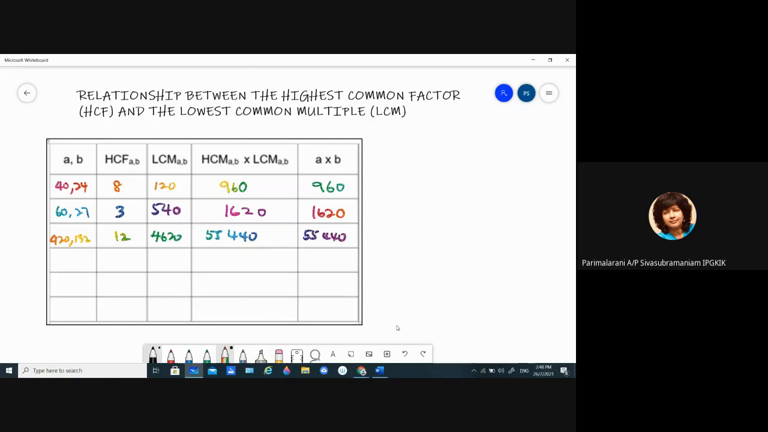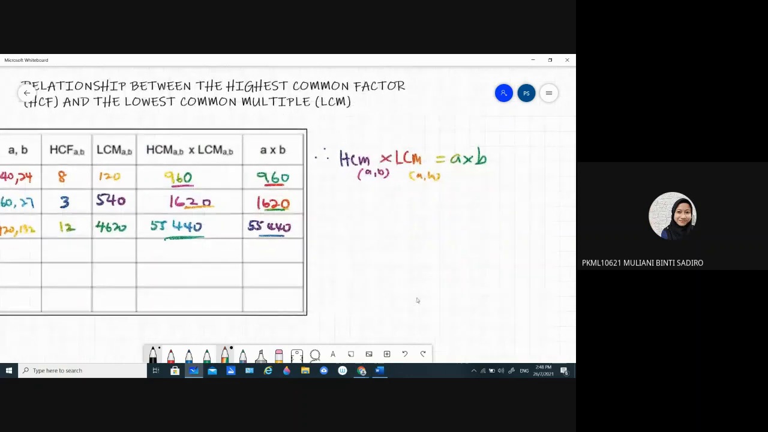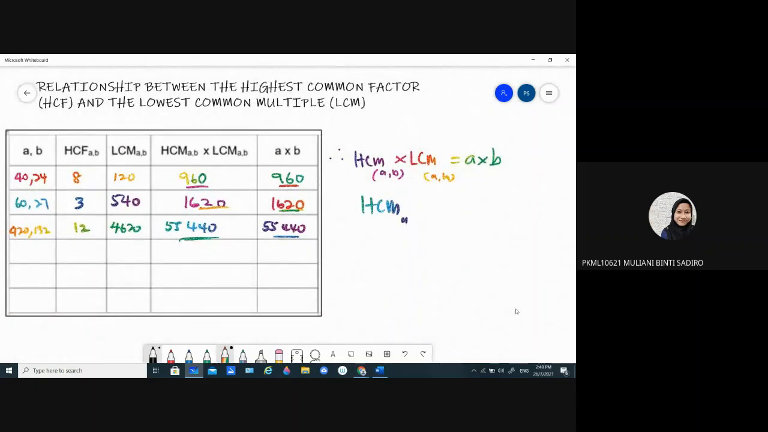Okay. So from here, what do you notice? What can you deduce, or what can you infer from here? This and this are always the same value, right? So from here we can say that HCF of A and B, for any value of A and B, times LCM of A and B is the same as A times B, correct? So we can also infer that HCF of A and B is equal to A times B over LCM of A and B, right?